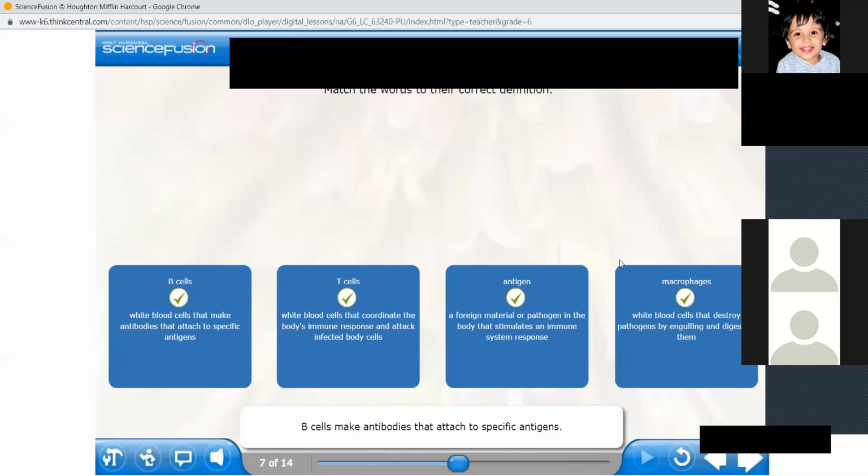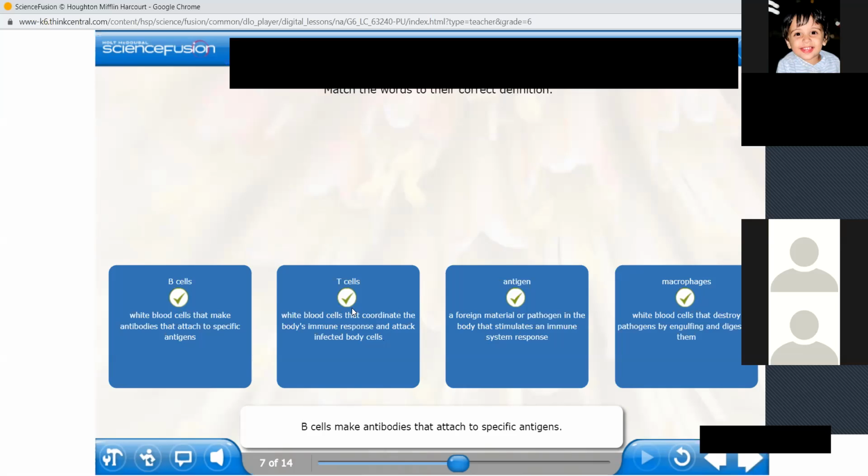So girls, again, let us start. White blood cells are 3 types: macrophages, T cells, and B cells. Macrophages are those kind of white blood cells that destroy pathogens by engulfing and digesting them. You have to know that they are digesting them. Now, an antigen is a material from the pathogen, producing some protein and entering the body, that stimulates the immune response.